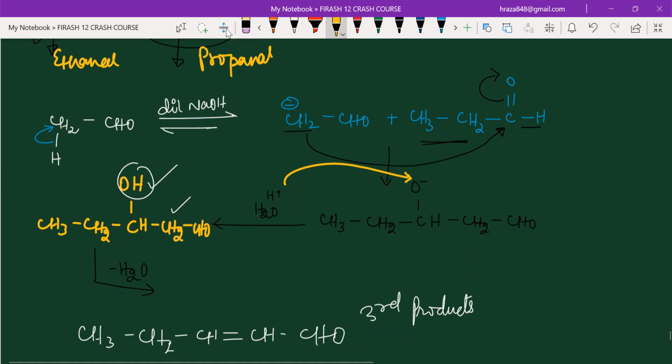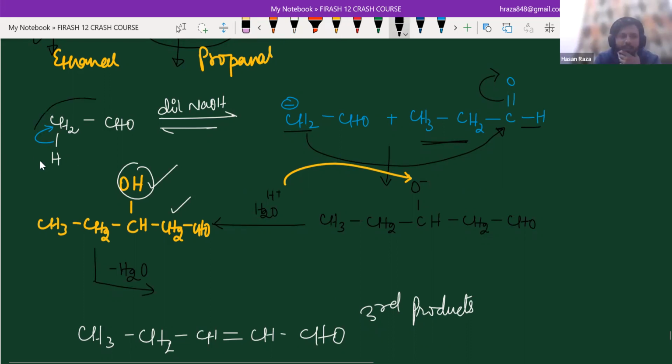Now see, what I have done in the third product is I took this ethanol as nucleophile, and I made this propanol the electrophile. For the fourth product, you are going to make this the nucleophile and this the electrophile. Can you do this?